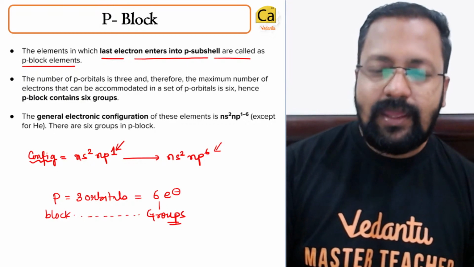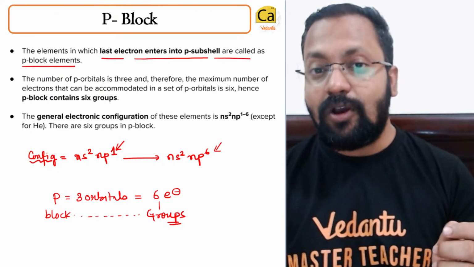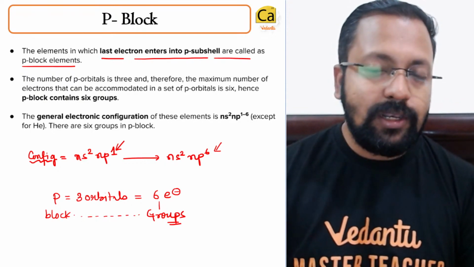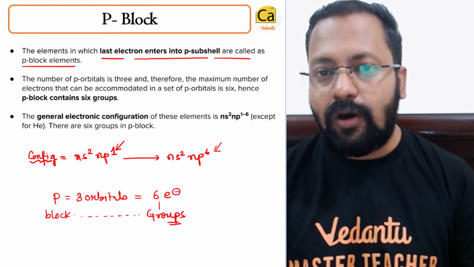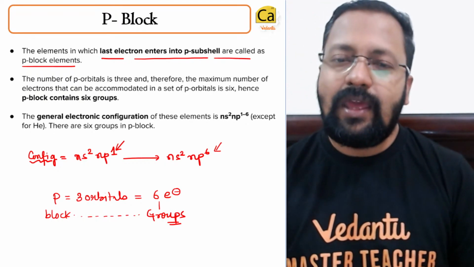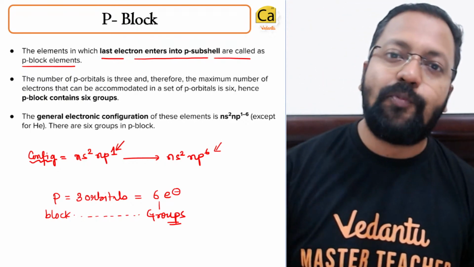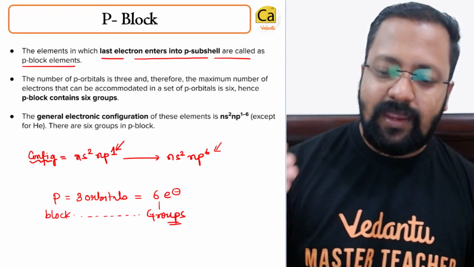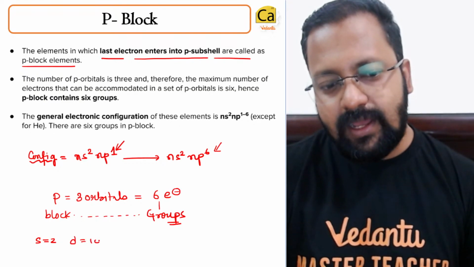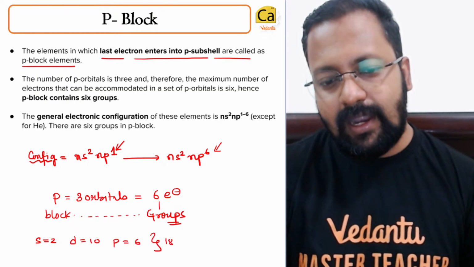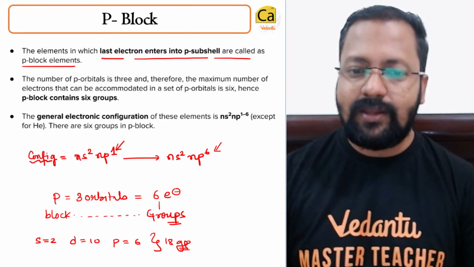For example, let's take d block. In d block how many groups are there? The d subshell has 5 orbitals. Each orbital can accommodate a maximum of 2 electrons, so the d subshell can have a maximum of 10 electrons. So there will be a total of 10 groups in d block. Similarly, the S subshell has only 1 orbital, and the maximum number of electrons that can be accommodated in it is 2, so we have only 2 groups. So S block has 2 groups, d block has 10, and P block has 6, a total of 18 groups in the periodic table.